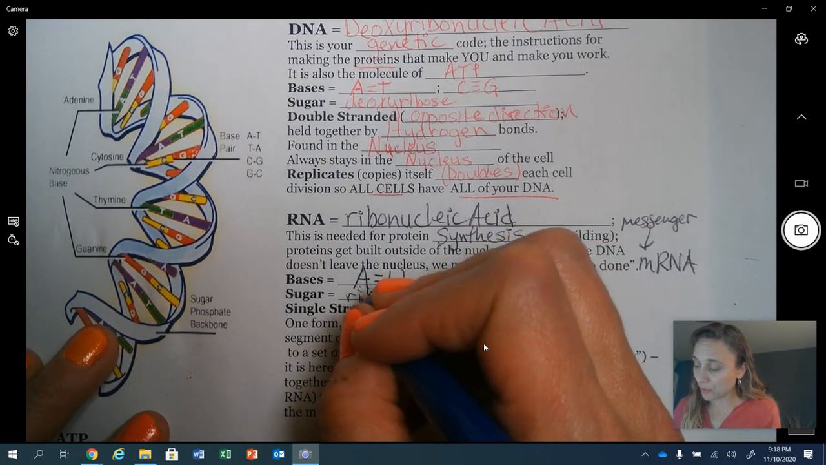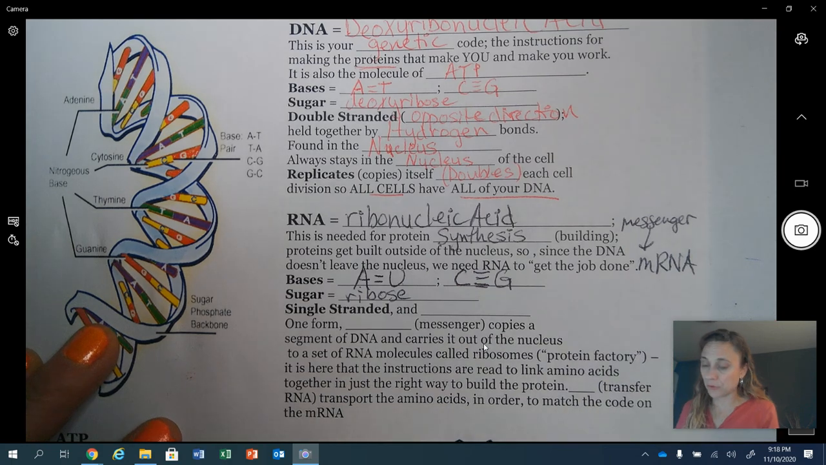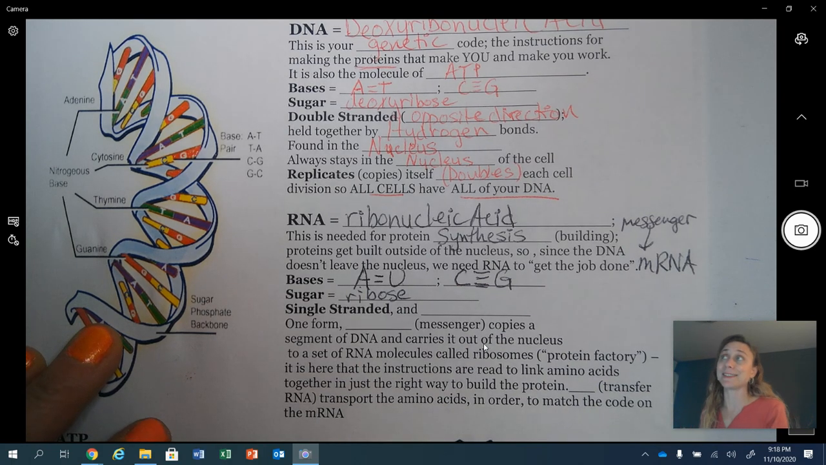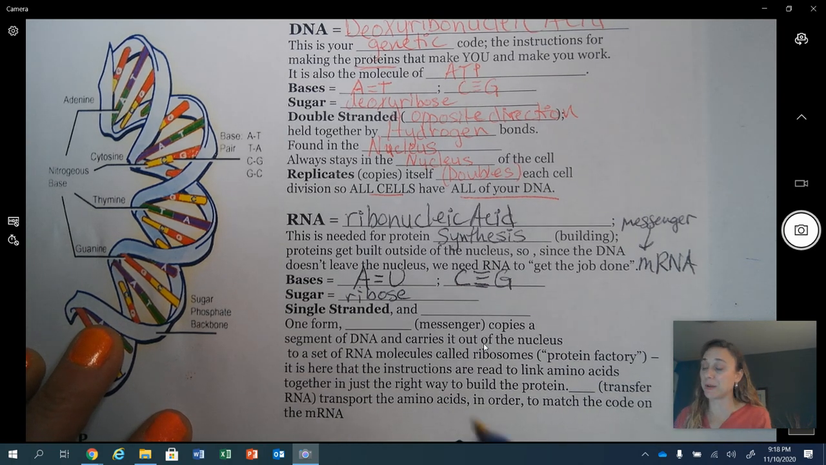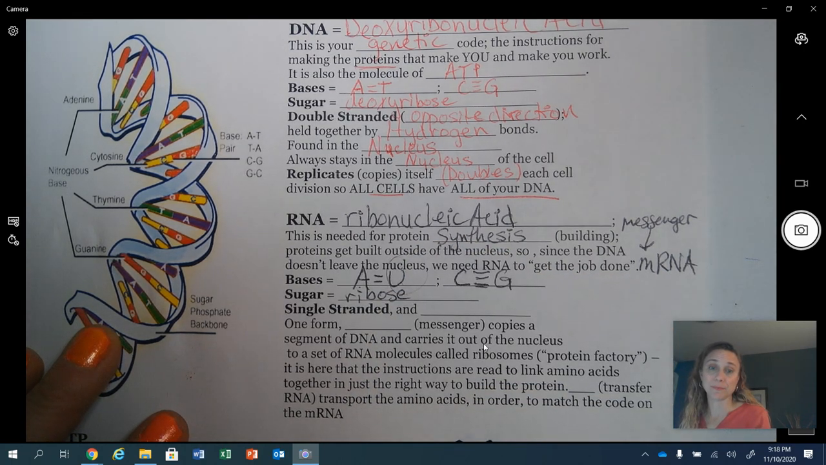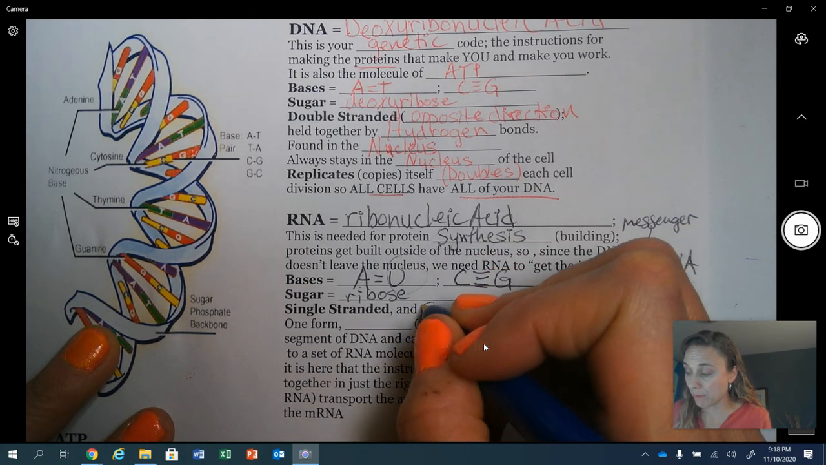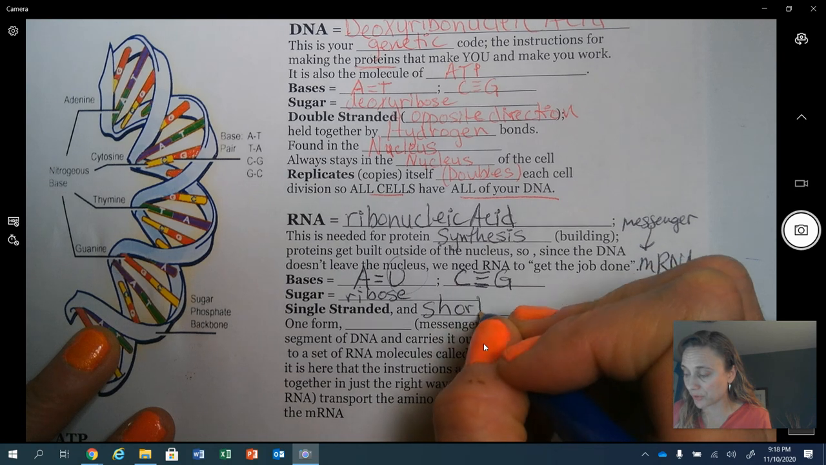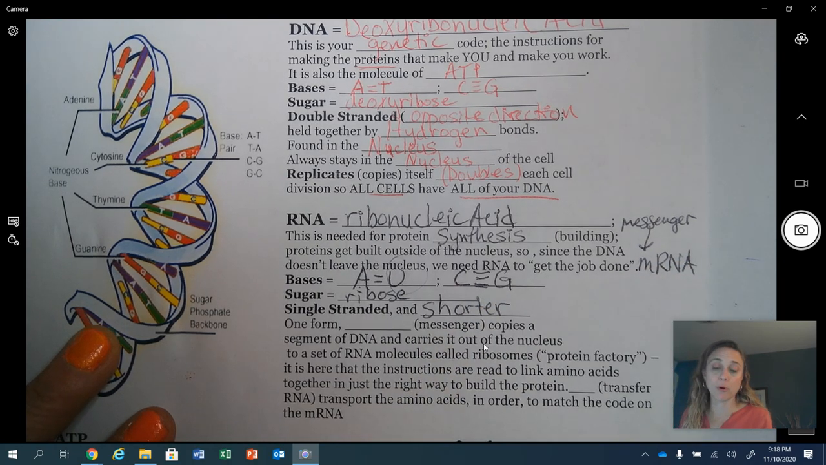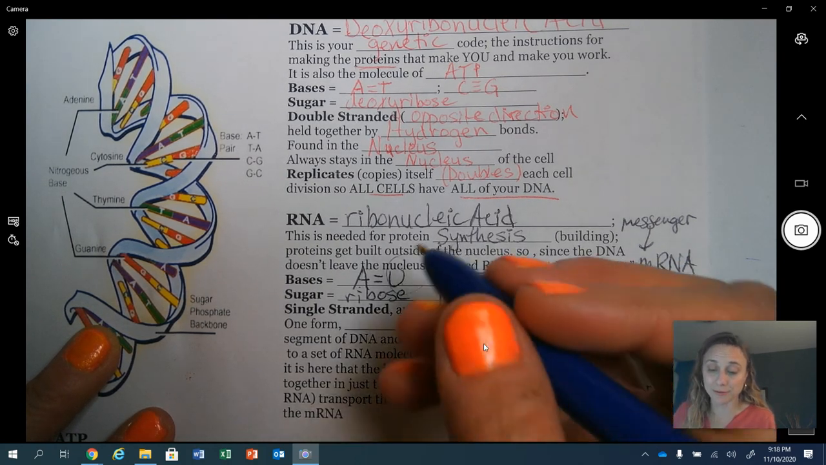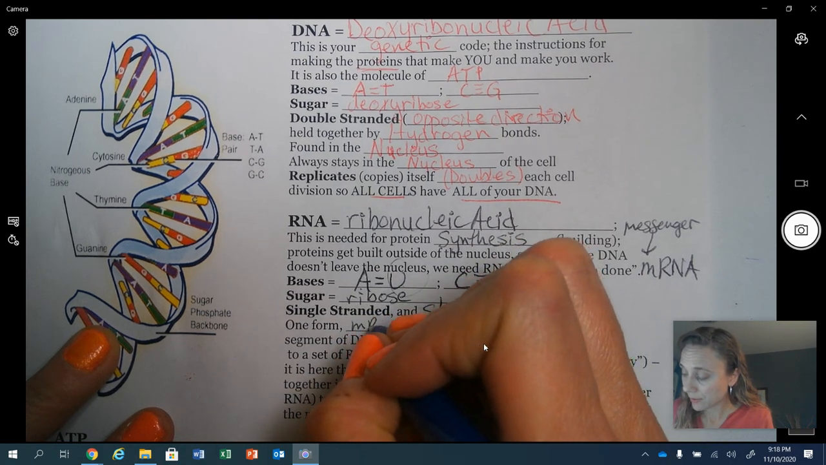Yep, 5-carbon sugar ribose. Single stranded, always. It does not like to be double stranded, and it's because of the uracil. It doesn't play nice with the others. It doesn't allow for that hydrogen bonding. This is needed though, because we need the single strand. Oh yeah, and it's much shorter than the DNA. It's just a very small segment, so that we can form the protein that goes with that strand.